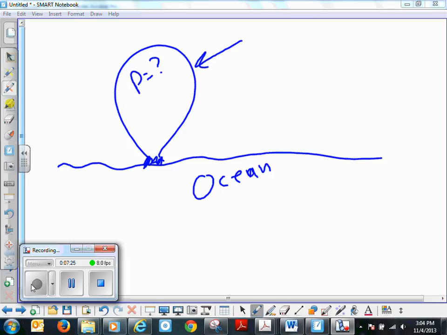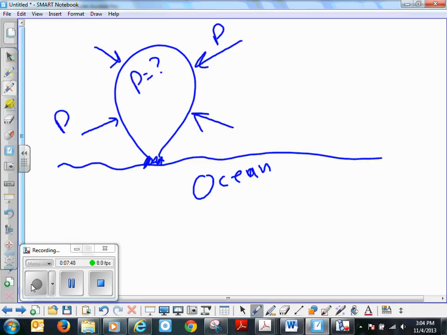Because we have this whole atmosphere of gas pushing down on the balloon, but it doesn't just push down, it pushes in all directions, right? Because these particles are constantly colliding with each other, so they're going in all directions. So what I have here then is atmospheric pressure, and it's pushing on the balloon in all directions. And that's 1 atmospheric pressure pushing inwards.